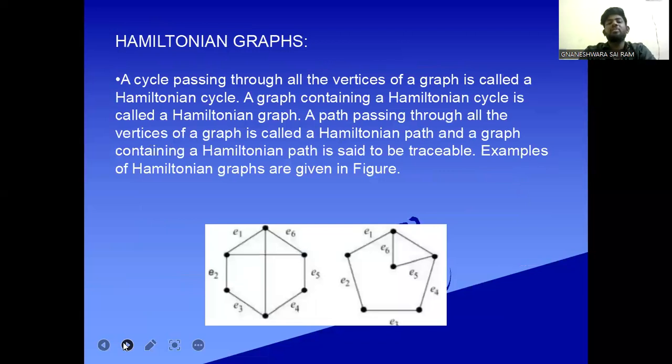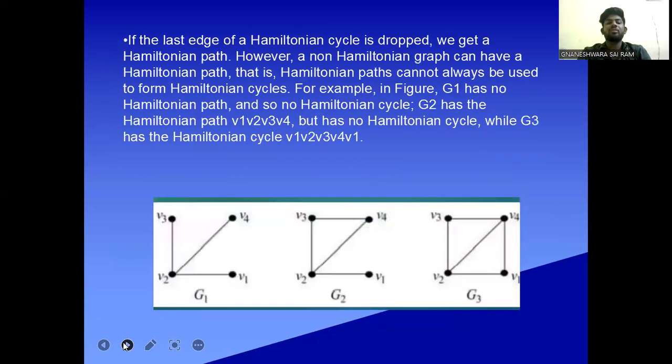Hamilton graph. A cycle passing through all the vertices of a graph is called a Hamilton cycle. A graph containing a Hamilton cycle is called a Hamilton graph. A path passing through all the vertices of a graph is called a Hamilton path, and a graph containing a Hamilton path is said to be traceable. Examples of Hamilton graphs are given in the figure. If an edge of a Hamilton graph is dropped, we get a Hamilton path.